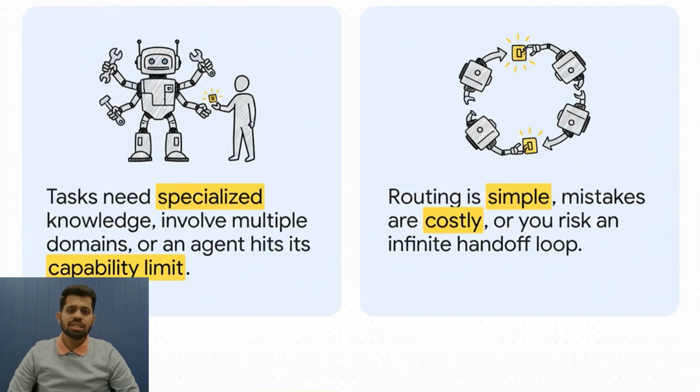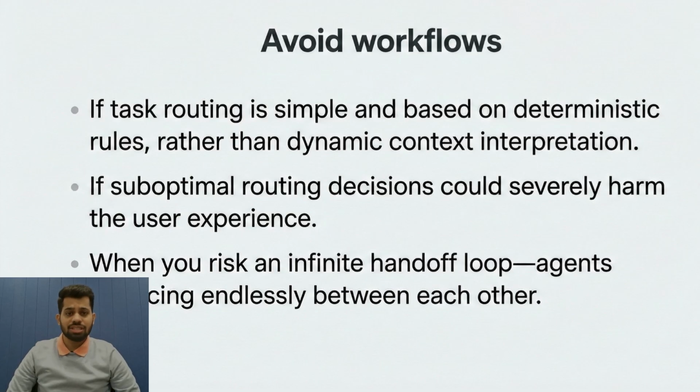You can use this in scenarios where tasks require specialized knowledge or tools, where the order and number of agents cannot be determined. Also, in multiple-domain problems that require different specialists operating one at a time. But you should avoid this if task routing is simple and based on deterministic rules rather than dynamic context interpretation. And also avoid it if suboptimal routing decisions could severely harm the user experience.